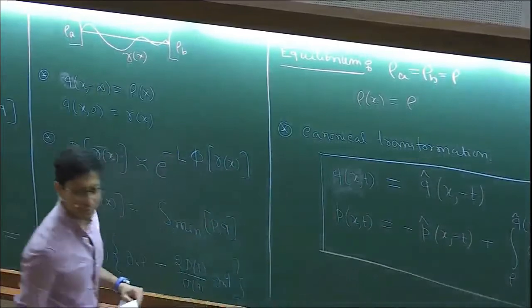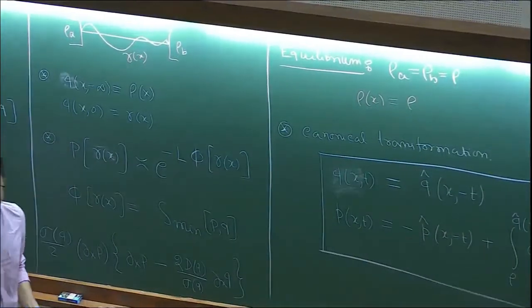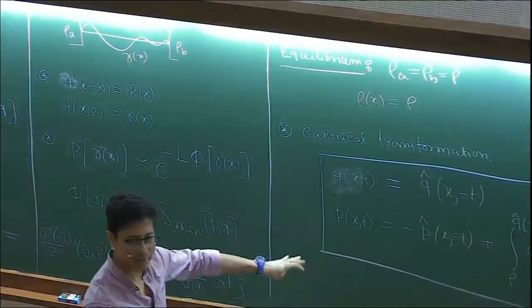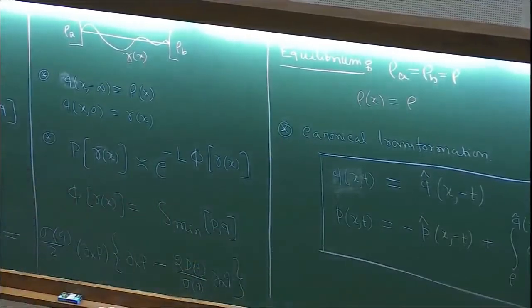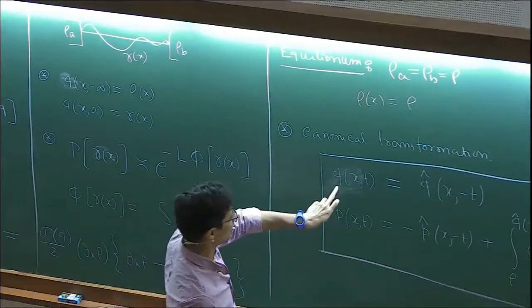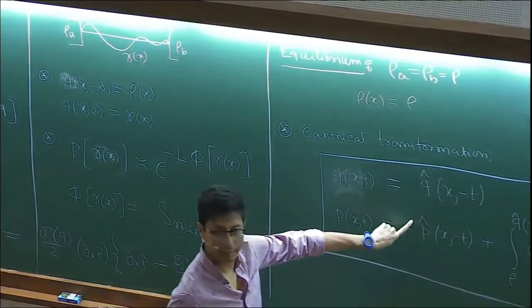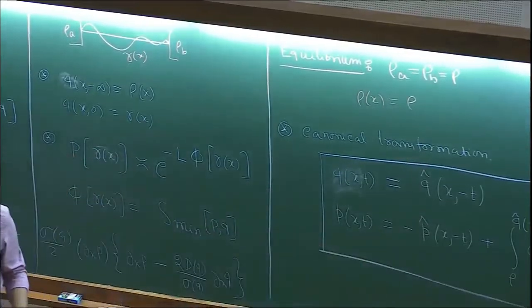Of course, it was not very easy to find out what transformation one would need. It was just after trial and error that one could find this kind of transformation. So all I did is write the whole problem in terms of this q hat variable and p hat variable. Is that clear so far?